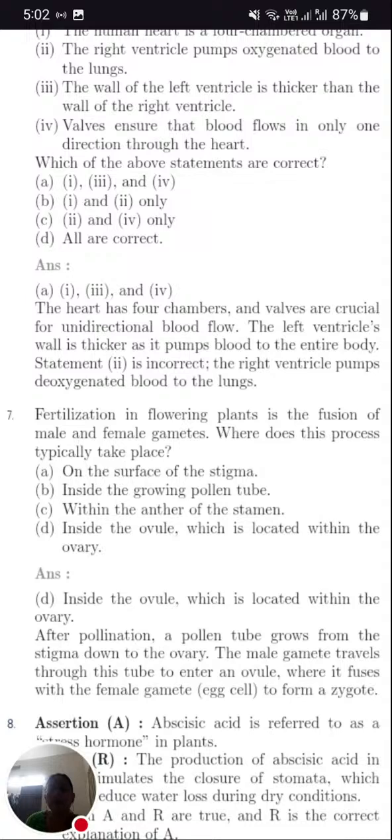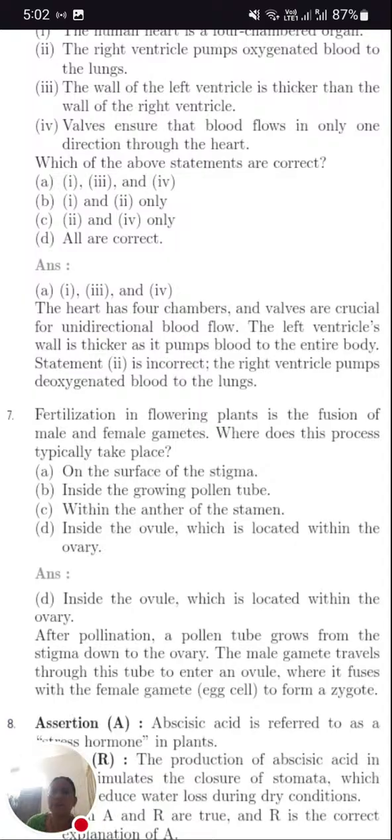So among the different options, like on the surface of the stigma or inside the growing pollen tube: inside the growing pollen tube, there is no fertilization. The pollen tube only provides the path for the pollen grains to reach the ovary, to the ovule, inside the ovule, where fertilization will take place. So what is a pollen tube? The pollen tube is a pathway from where pollen grains will reach inside through the micropyle end.